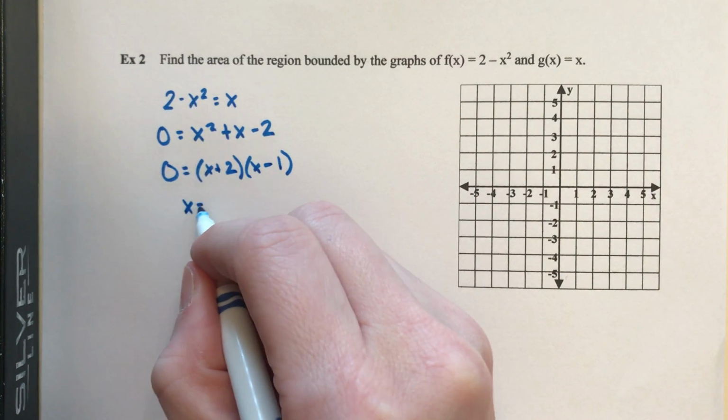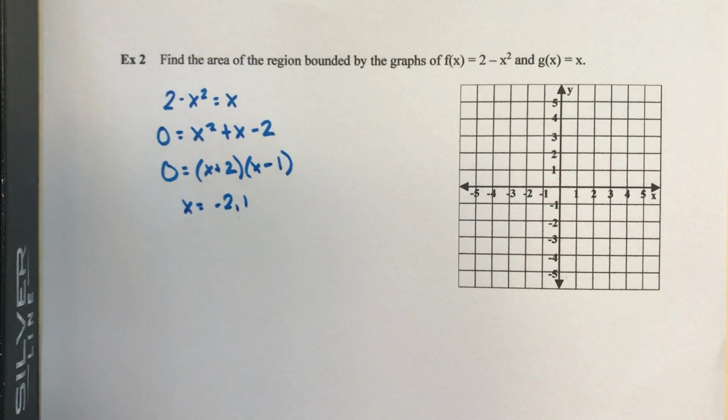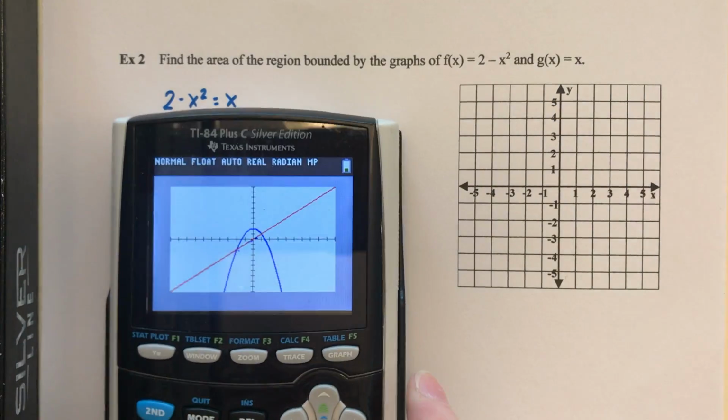And I get two answers. I get x equals -2 and x equals 1. Which means my graphs cross at -2 and 1 on the x-axis. Now in our calculator, we can do the same thing.